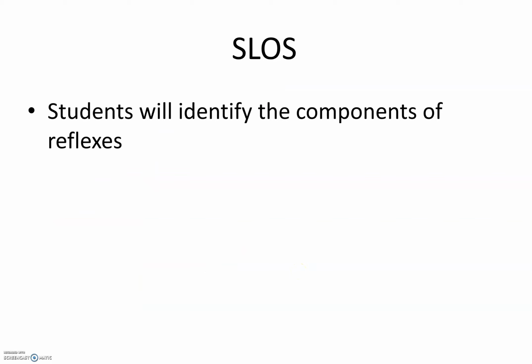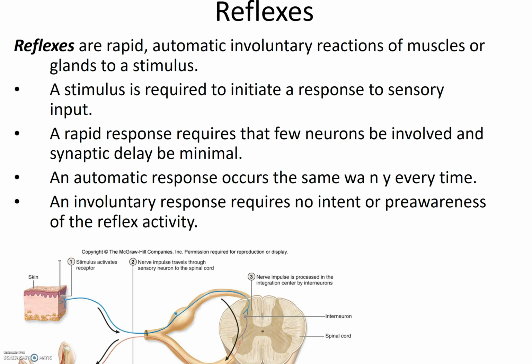So we are going to look at the components of reflexes now. You'll study these in more detail when you get to physiology. So, a reflex is a rapid, involuntary reaction to a stimulus, either with muscles or glands. Now, a stimulus is required. So here we have a nail going in to the skin. Ow!